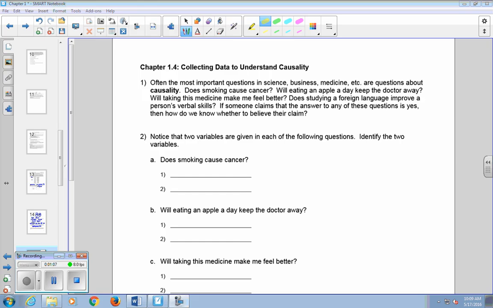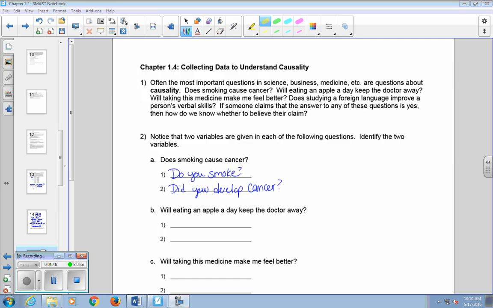So, does smoking cause cancer? What are the two variables in this research question? So, one would be, do you smoke? And the other would be, did you develop cancer?